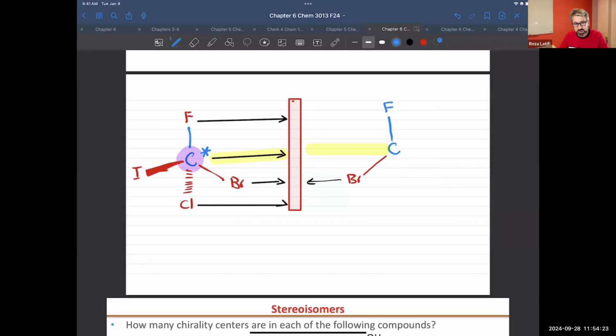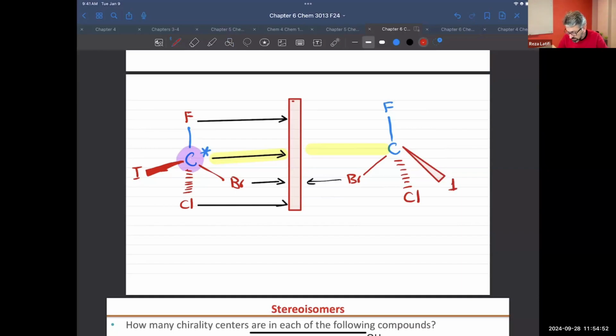What else? Look at chlorine. Chlorine is going to be somewhere in this position. So I'm going to show the chlorine there. This is going to be chlorine. And where is iodine? Iodine has the longest distance from the mirror. So iodine is going to be somewhere here. And so we're going to show iodine.